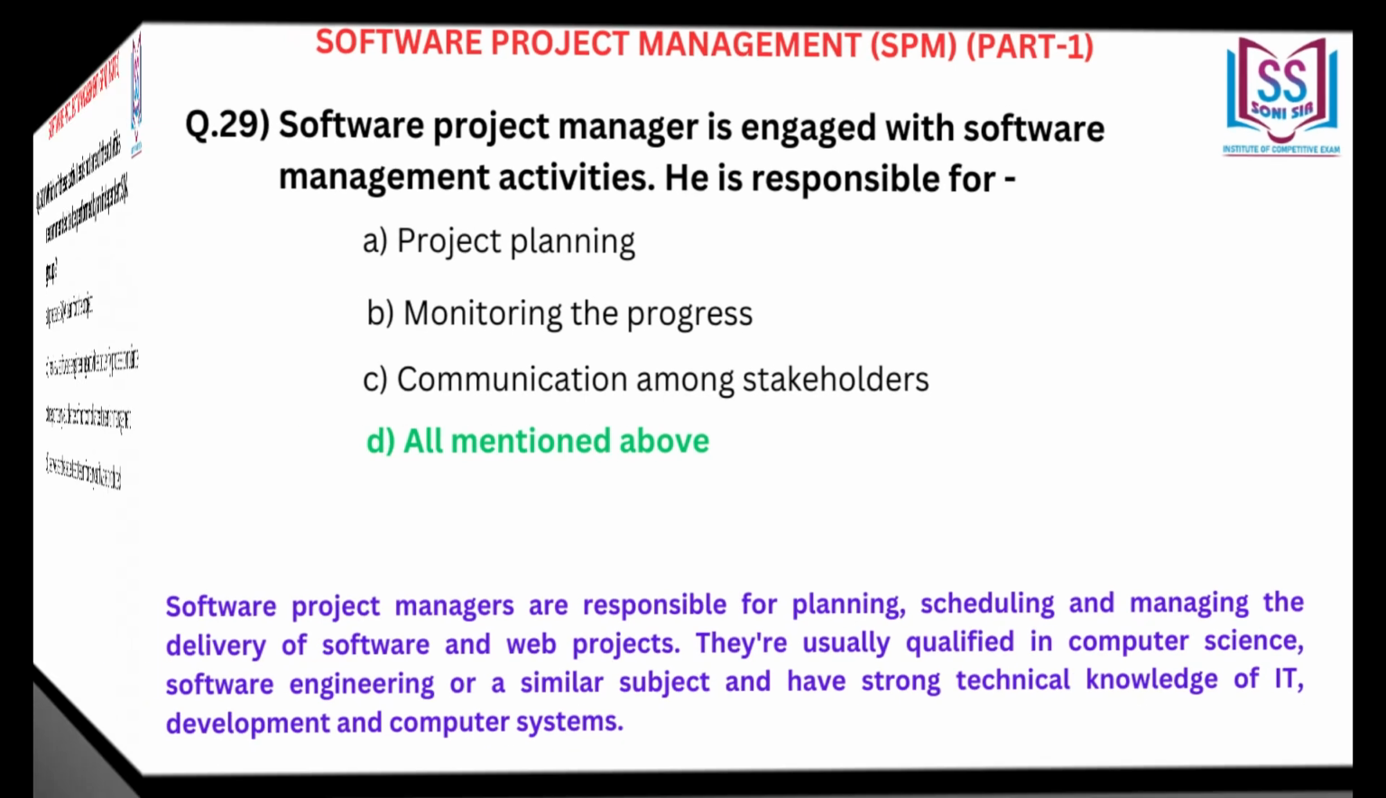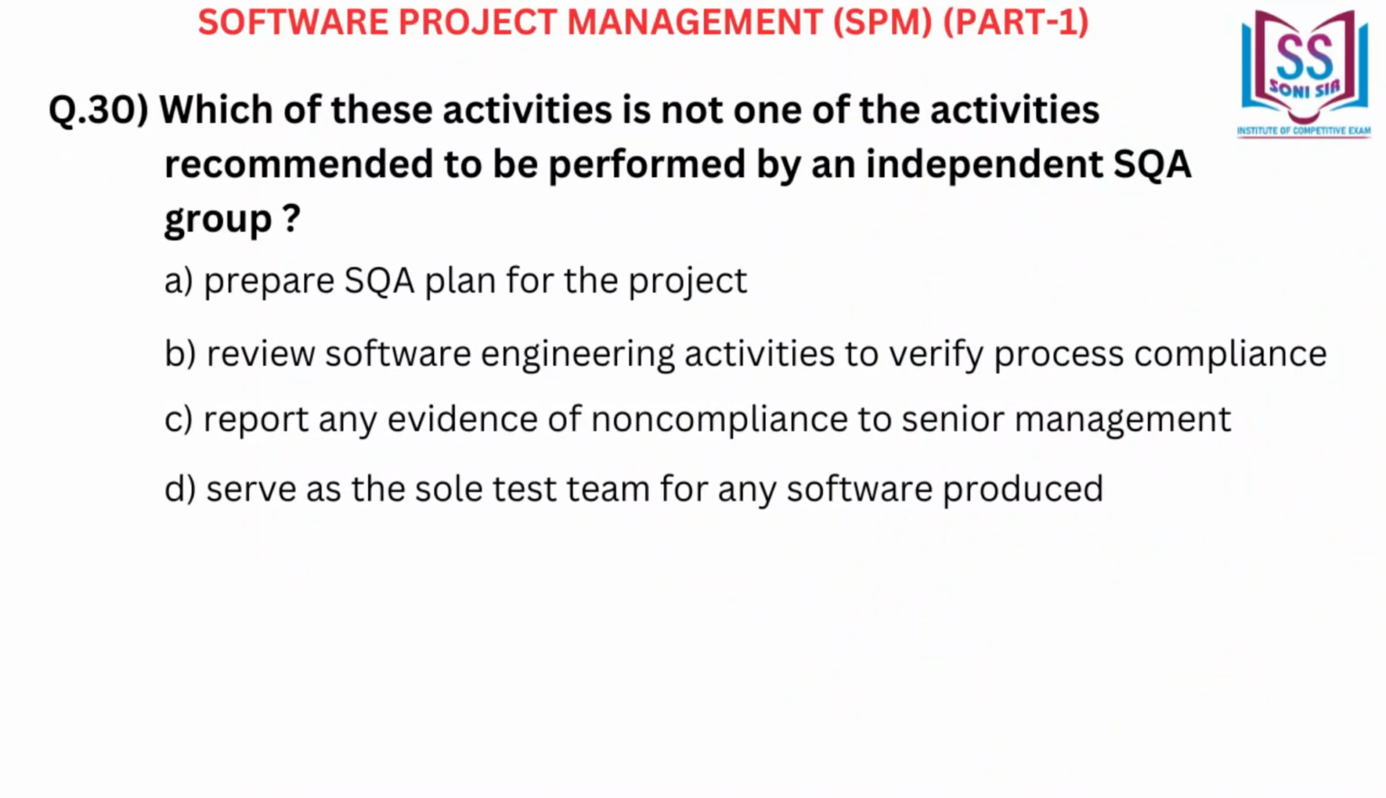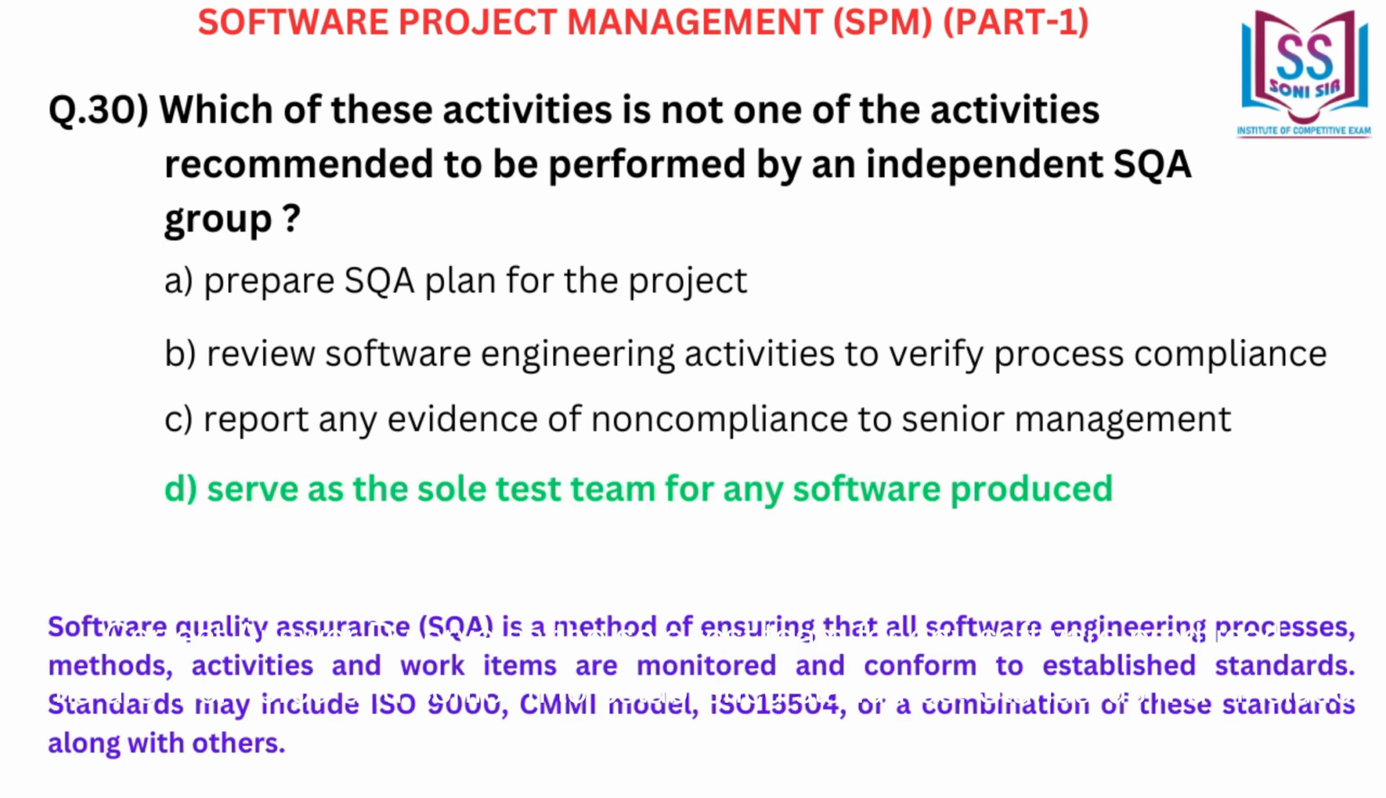Which of these activities is not one of the activities recommended to be performed by an independent SQA group? A. Prepare SQA plan for the project. B. Review software engineering activities to verify process compliance. C. Report any evidence of non-compliance to senior management. D. Serve as the sole test team for any software produced. Correct answer D. Serve as the sole test team for any software produced.